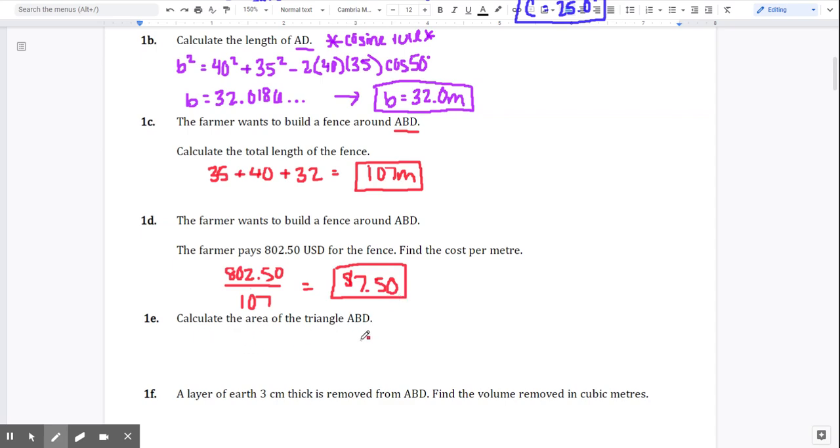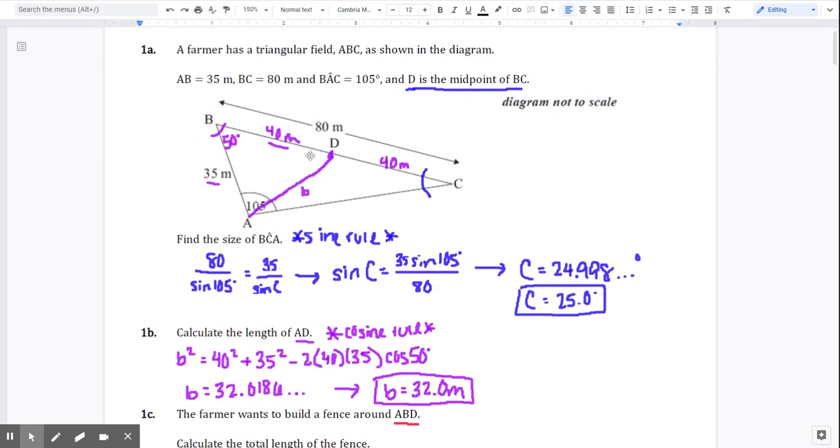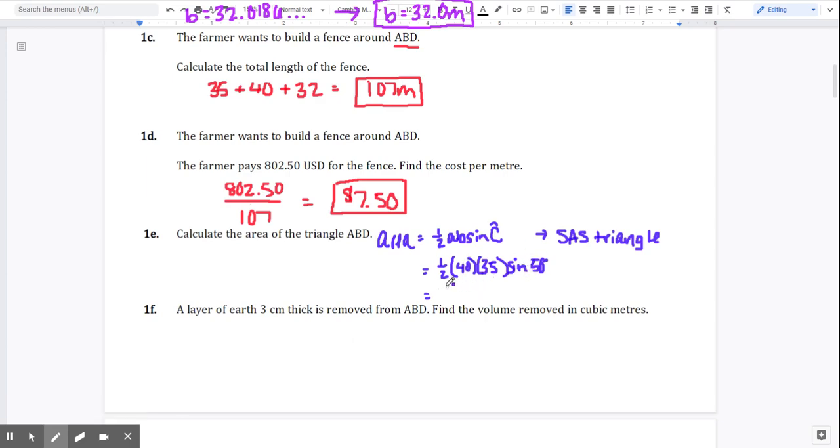Part E, calculating the area of triangle ABD. So remember our area formula. In our area formula, the letters don't necessarily matter. You just need a side angle side triangle, so you need the two sides with the angle between them. Looking back at our diagram, we're looking at ABD, so not the whole thing, but just that smaller triangle we've been focusing on. We have had almost from the beginning our side angle side triangle. So I can use that 35 with the angle of 50 with the other side of 40. Subbing into my formula, going to my calculator or to Desmos, I'm getting 536.2311. So that means to 3 sig figs, I'm looking at 536 square meters.